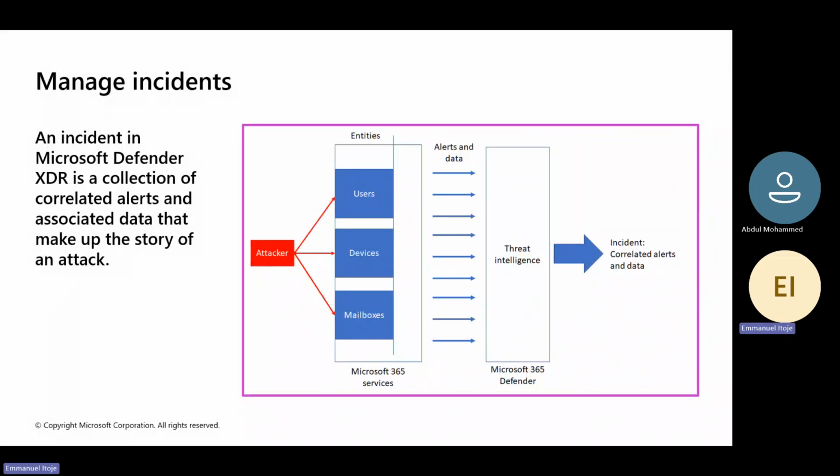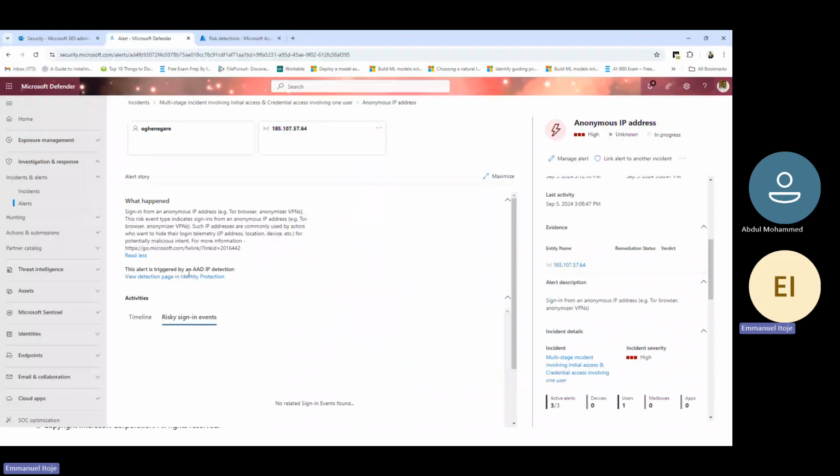Okay, all right. So you can see my under alerts. I'm able to see this alert is triggered by AAD IP detection. So that's why it took me to the risky detection here. So depending on where the thing came from, that's where it will take you to, basically.